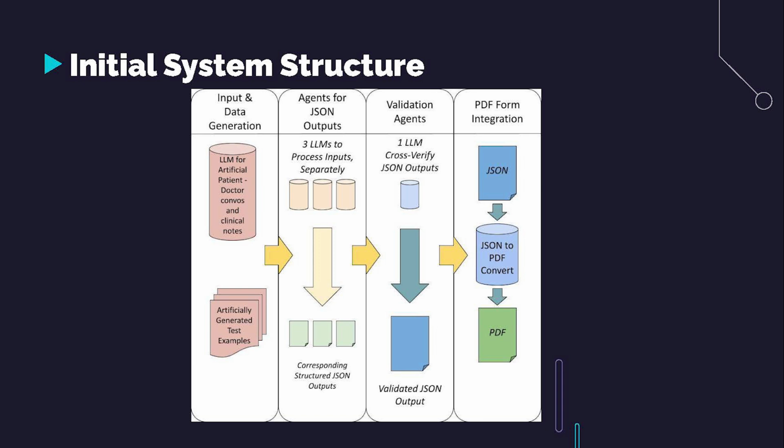So this is our initial system structure, and like I described, that first part is generating the actual data, so we're using GPT-4 for that. And then once we have that input data of clinical notes and patient conversations, we then give them to 3 separate extractor LLMs that try to extract the key information that's needed to fill out the PDF. And those 3 LLMs generate 3 JSON files. Those 3 JSON files are then given to one validator LLM that takes those 3 in and then gives us one validated, hopefully correct, JSON output, which is then converted to PDF using our last PDF conversion module.